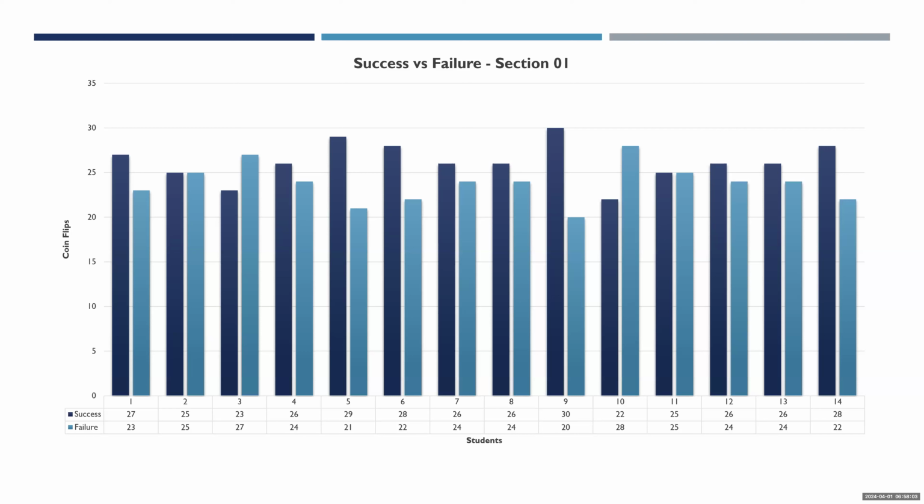One thing that could be helpful is in the coin flip experiment, our expected value would be 25 successes, because if you flip a coin 50 times, you know the probability of success is a 50% success rate. And so 50 times 0.5 is 25. You'll see in this class, person number 2 and person number 11 both got 25 successes and 25 failures.